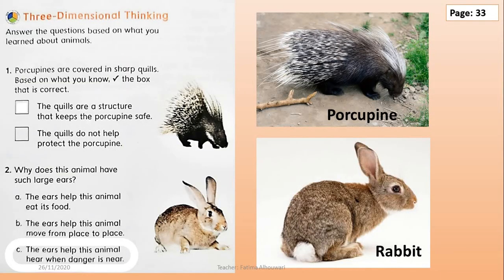Page number 33. This animal is called a porcupine. Repeat with me, grade 1, please. Porcupine. What do you think, grade 1? Which structure does the porcupine use to protect itself? What can you see here, grade 1? They look like sharp quills. If someone tries to touch these sharp quills, they will hurt themselves.